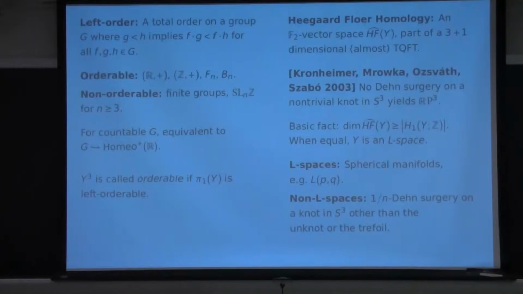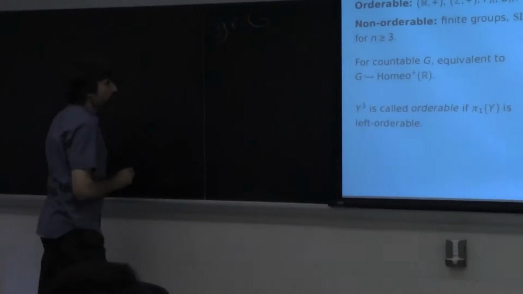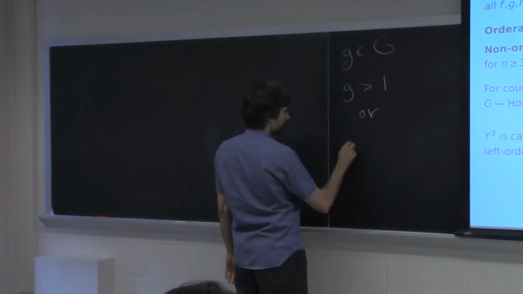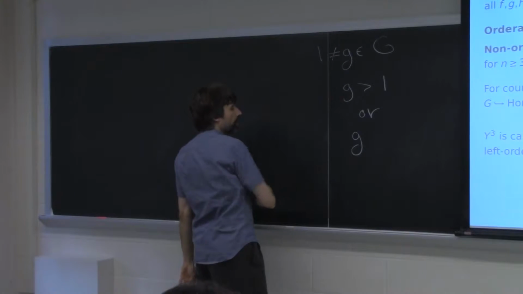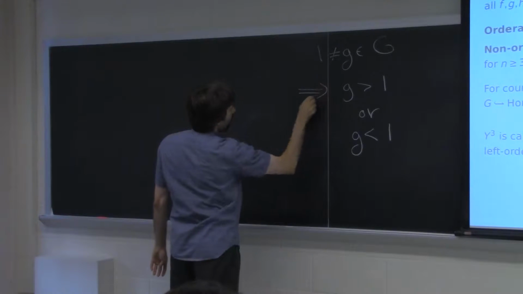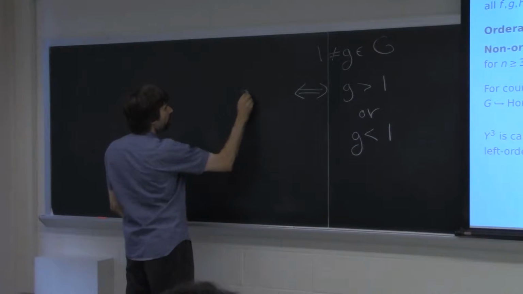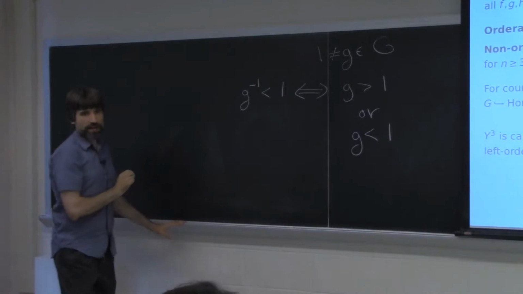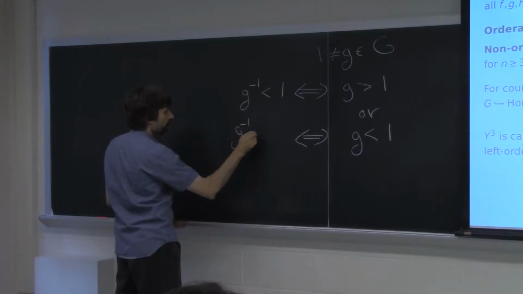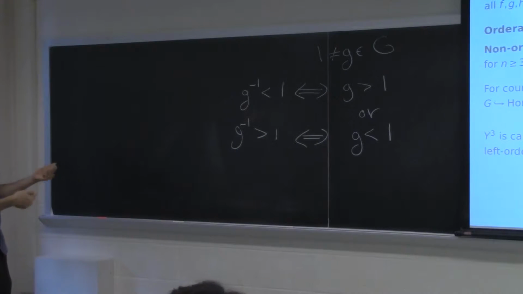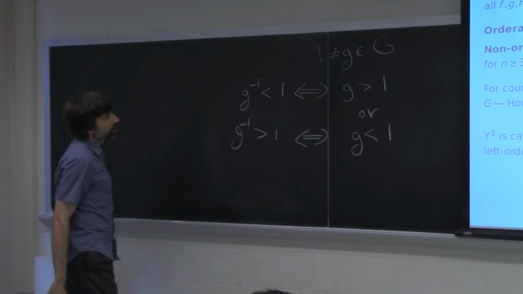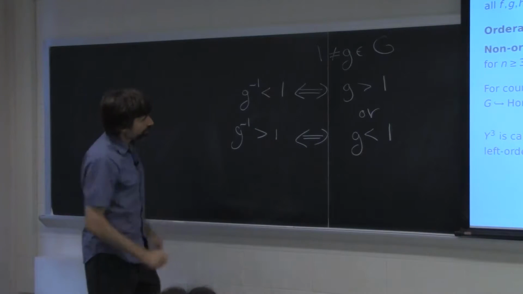The basic thing is that if you have an element in a group which is left orderable, then either it's bigger than the identity, or it's equal to the identity, or it's less than the identity. And if it's bigger than the identity, then left invariance tells us that g inverse is smaller than the identity. And in the other case, it would tell us that g inverse is bigger than the identity. In fact, you can think of it as a partition of G into positive elements whose inverses are the negative elements, where positivity is closed under multiplication.